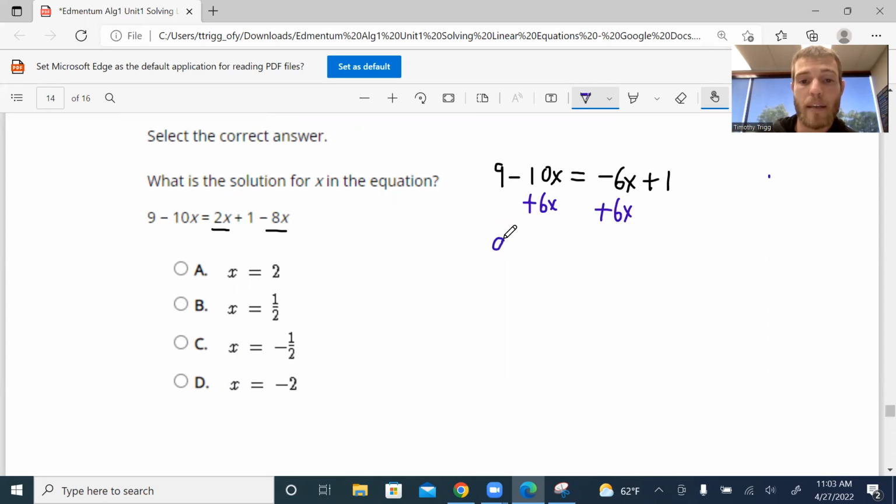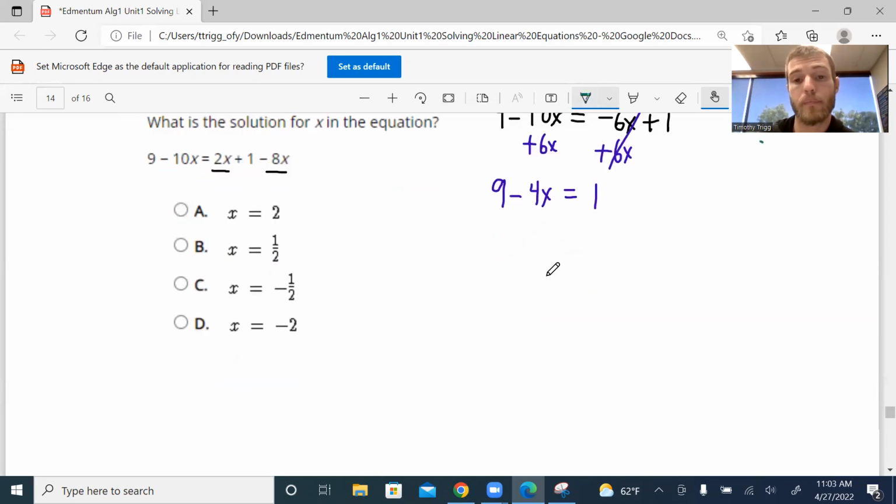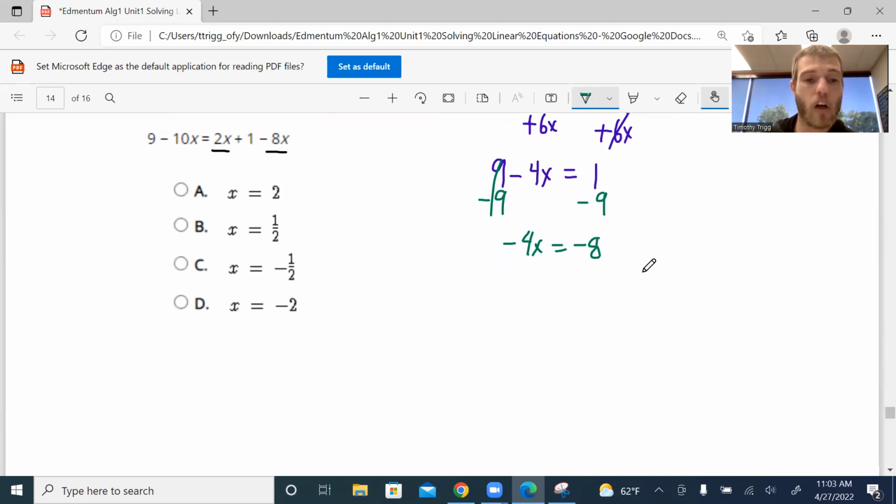That's going to give me 9 minus 4x equals, these cancel over here, leaving me with just 1. Next, I would subtract 9 on both sides of the equation, giving me negative 4x equals 1 minus 9 is negative 8. See if you could solve it from there.